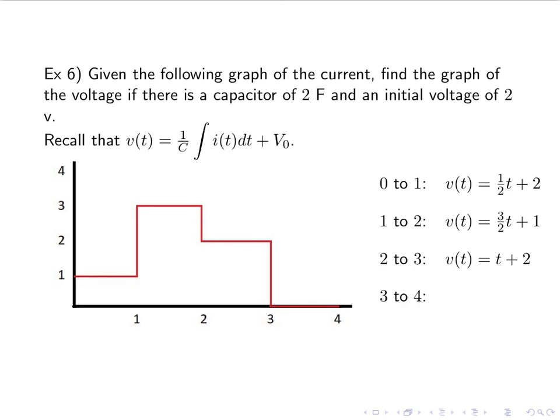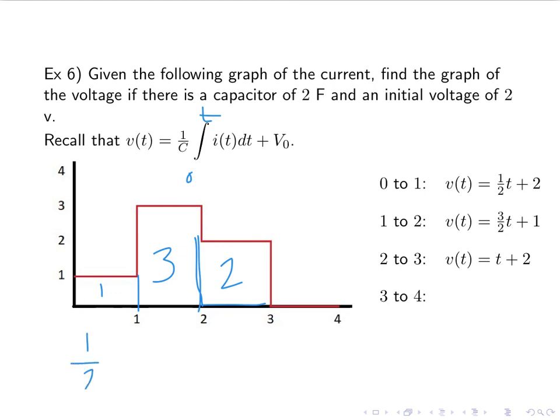And then I've got 3 to 4. So again, I'm going to go from 0 to t, but from 0 to 1, it's 2. From 1 to 2, it's 3. From 2 to 3, I have a rectangle of area 2. So again, it's a height of 2 and a width of 1. So from 0 to 3, my integral is just 6.